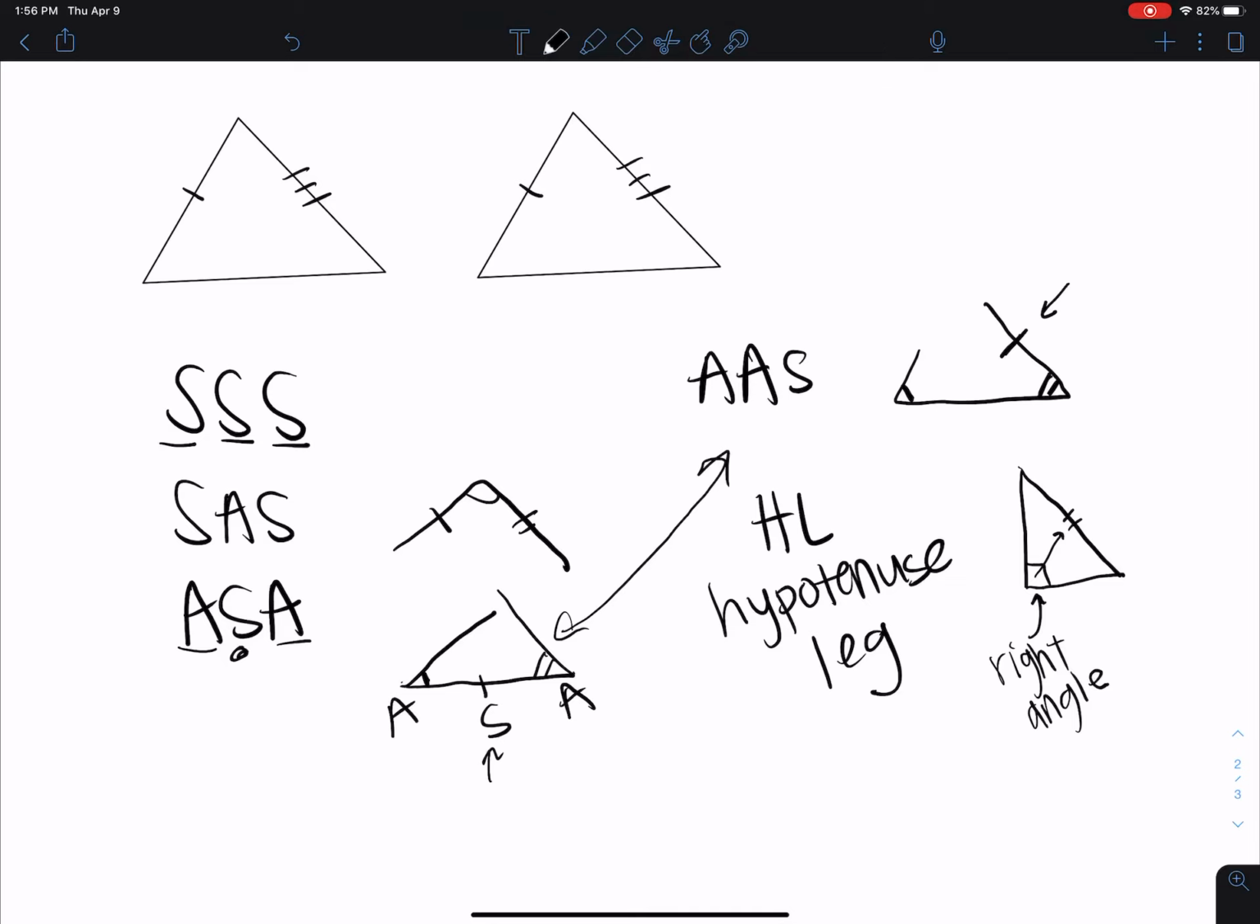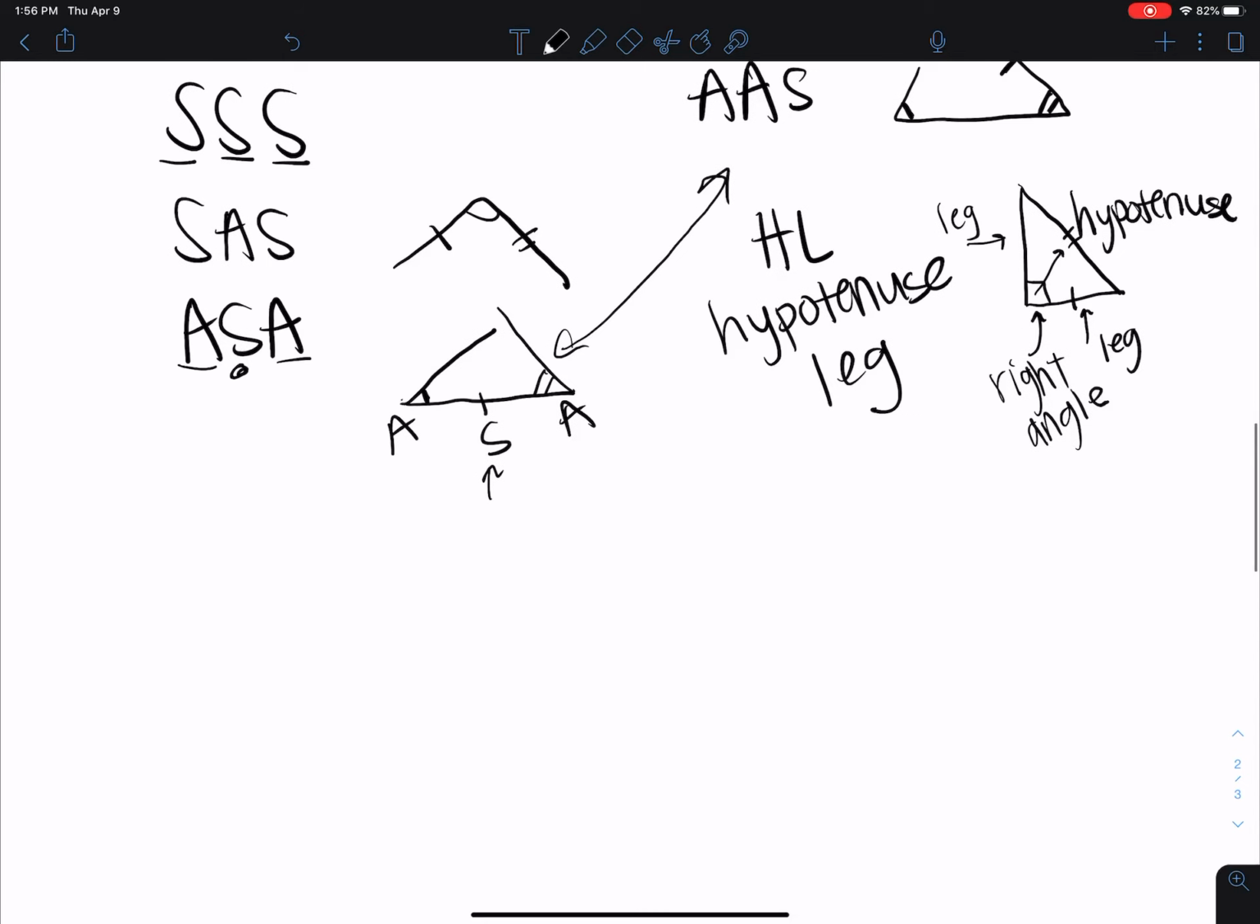So the side across from the right angle, this is called the hypotenuse. And then the leg, both of these two sides are called legs. So if you have a hypotenuse, which is across from a 90-degree angle, and a leg that are congruent in two different triangles, then the triangles are congruent.